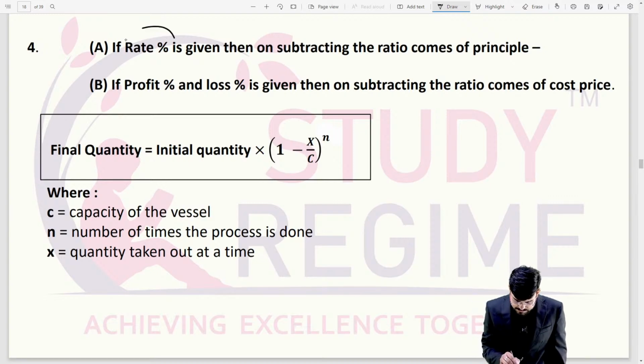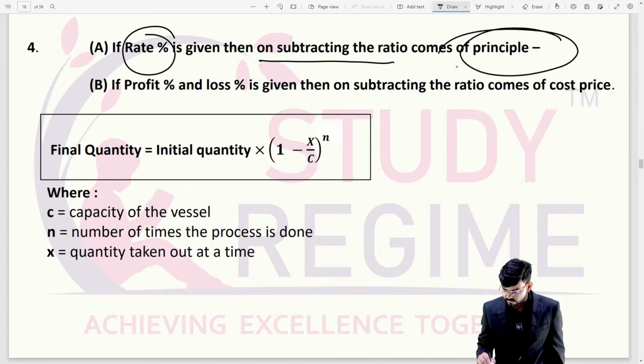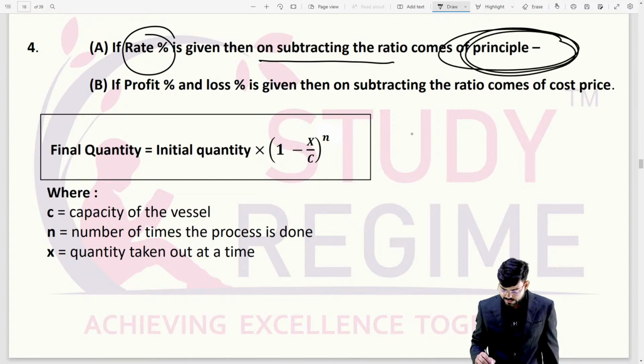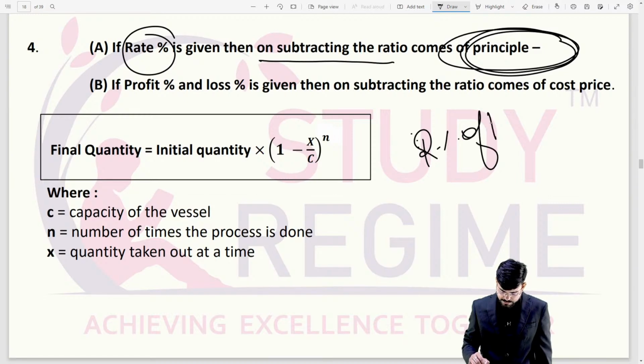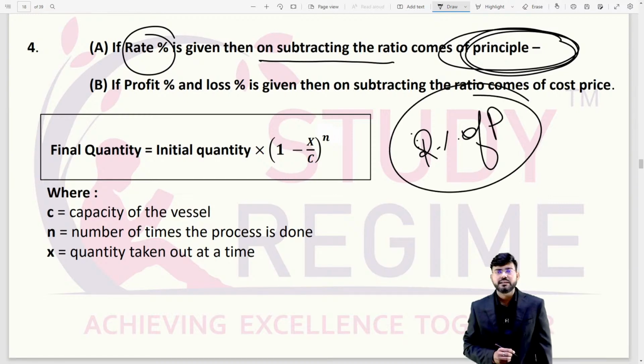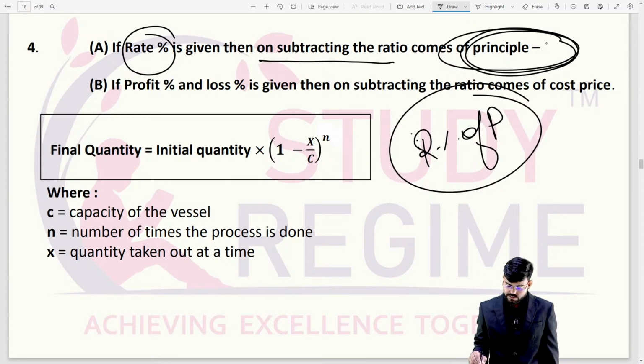If rate percent is given, then on subtracting, the ratio comes out to be of principal. Why? Because rate percent is always calculated on principal. How much rate percent, how much percentage of what? Principal. Suppose R percent of P. We always calculate the rate percent on principal. So the ratio which comes out after subtracting gives you the principal amount.